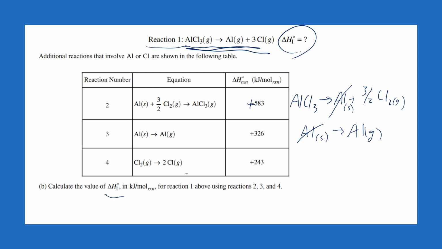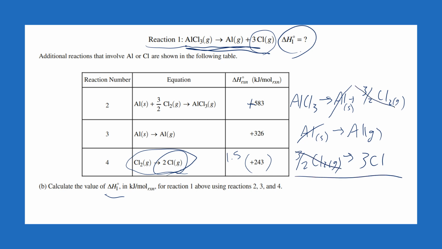I need to go ahead and multiply this reaction because we have 3 chlorines on the product side, but this reaction has only 2 chlorines. So I need to multiply this whole thing by 1.5, or by 3 halves. So 3 halves chlorine gas yields 3 chlorides, and that way the 3 halves of chlorine can cancel as well, and you're left with your correct overall balanced equation, which we have at the top here.